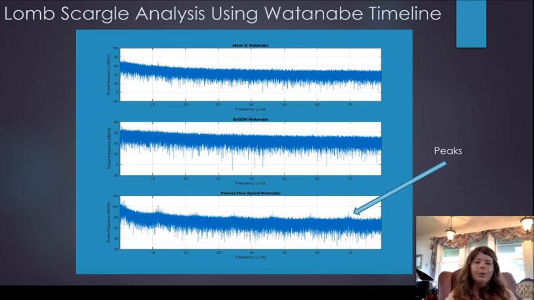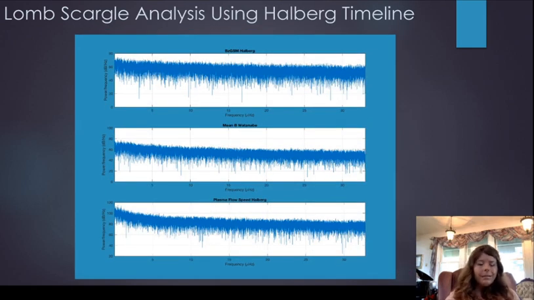This slide shows us a Lomb-Scargle analysis of the Watanabe timeline. For the first 2 graphs, you can't really see anything significant within the frequencies. On the third graph, though, there seem to be very small peaks within the data. This could signify some sort of signal or rhythm. On this slide, you can see the Hallberg timeline Lomb-Scargle analysis. Like the first and second graphs on the last one, there doesn't seem to be much repetition within any of these signals.